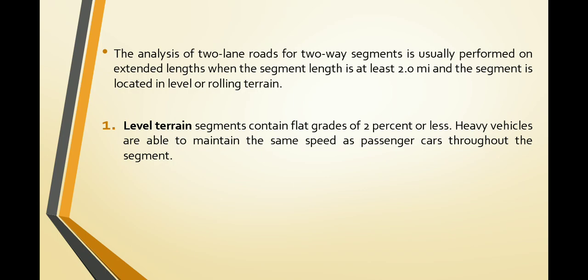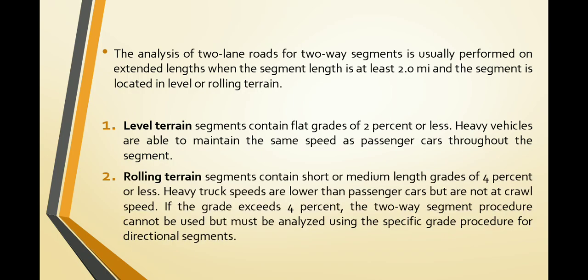Level terrain: segments contain flat grades of 2% or less. Heavy vehicles are able to maintain the same speed as passenger cars throughout the segment. Rolling terrain: segments contain short or medium length grades of 4% or less. Heavy truck speeds are lower than passenger cars but are not at crawl speed. If the grade exceeds 4%, the two-way segment procedure cannot be used but must be analyzed using the specific grade procedure for directional segments.